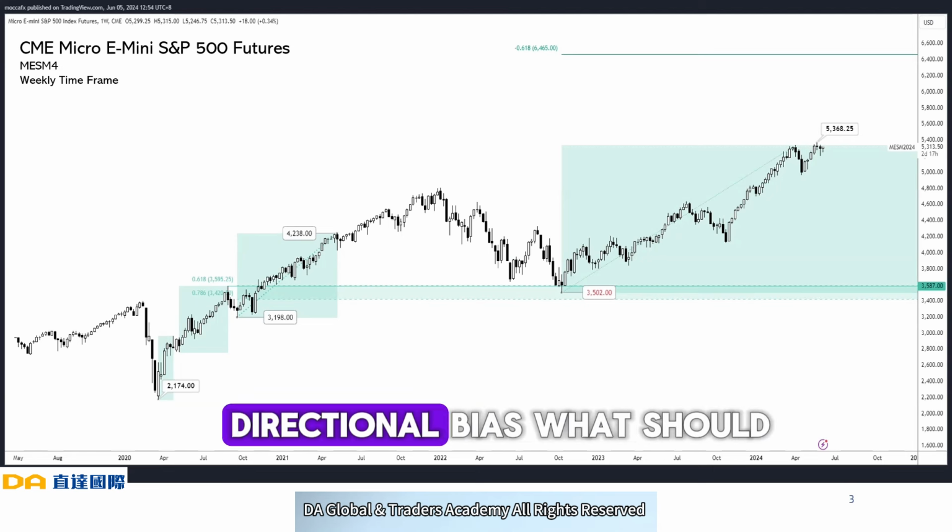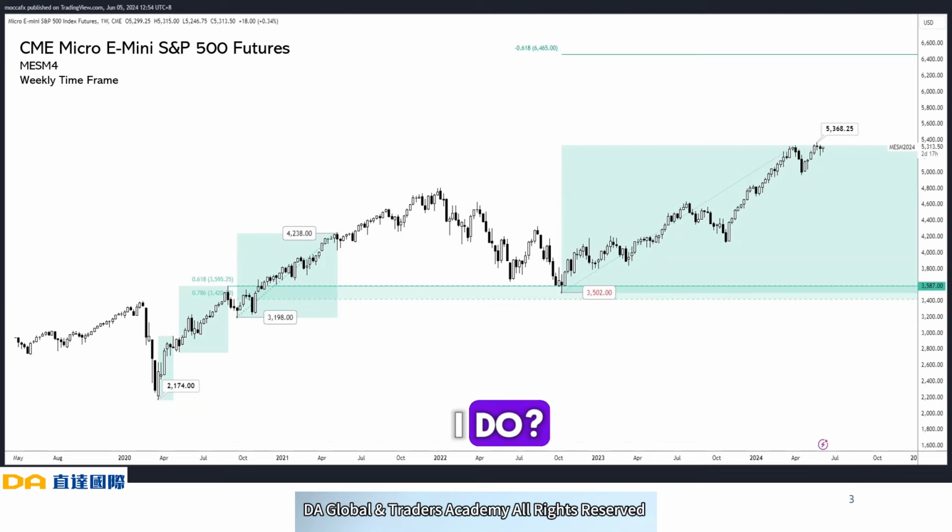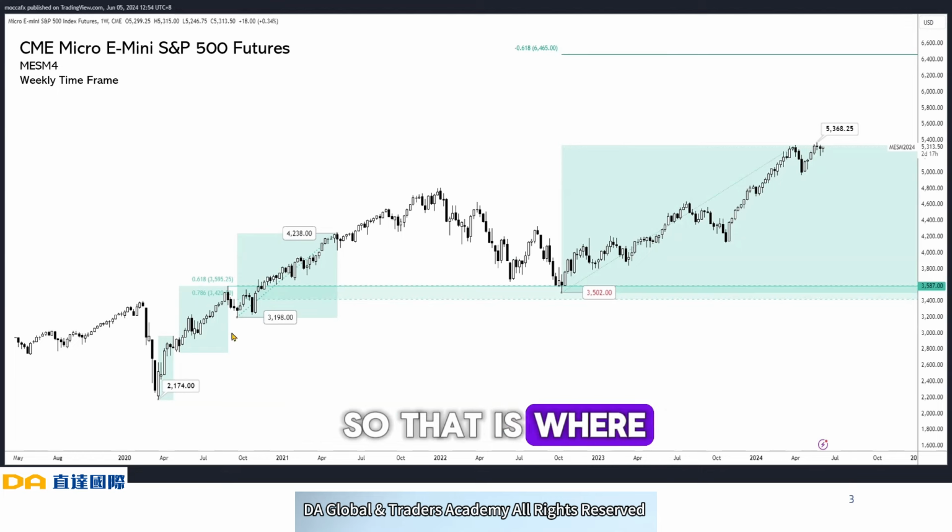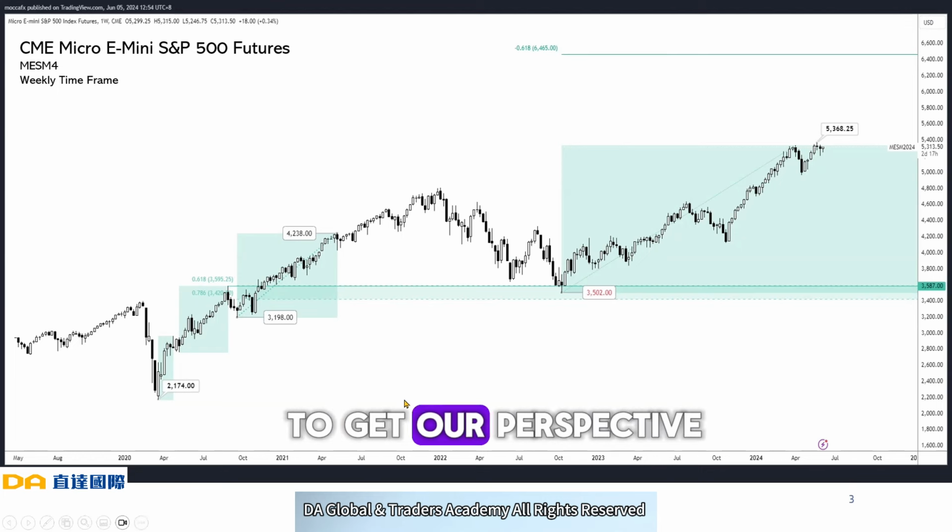So if that's the directional bias, what should I do? Now, obviously, if the market wants to go higher, I would need to be buying. But can I buy at the current price? That is where we go down to the lower time frame to get our perspective.